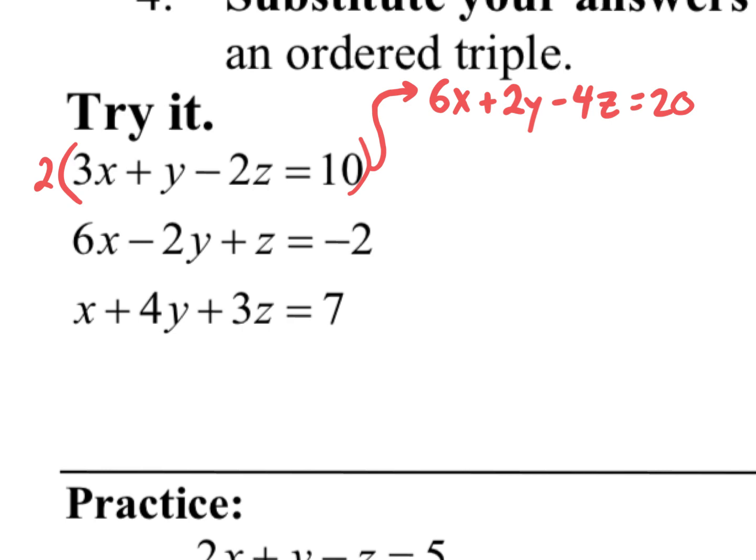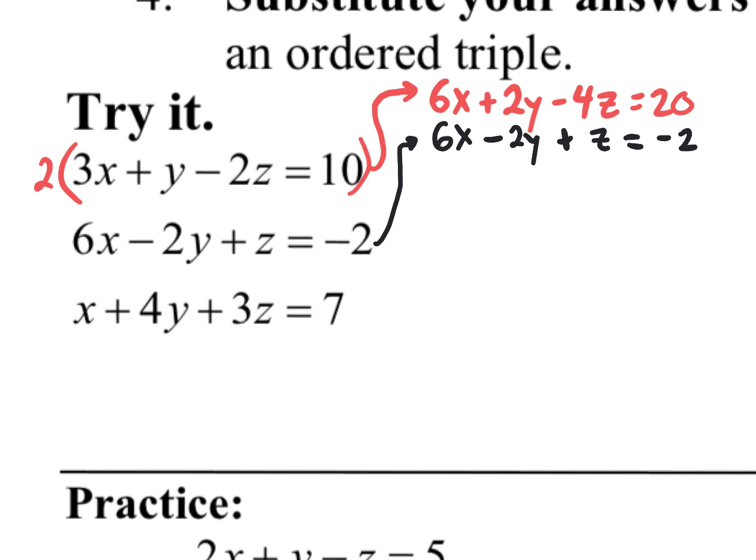Okay, so now, the second equation, we're not going to do anything to it, because we already have a negative 2y, and we modified the first one so we could cancel that 2y with our negative 2y down here. So I'm just going to draw an arrow. I'm going to rewrite it right there. That is a positive 6x. That is a negative 2y. That is a plus z. That is a negative 2. All I did was rewrite it.